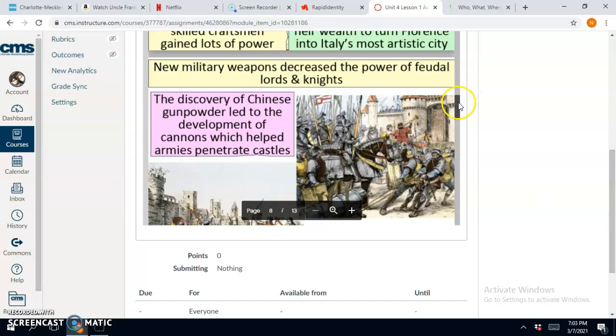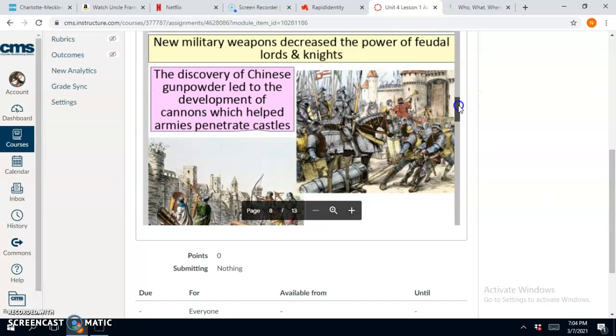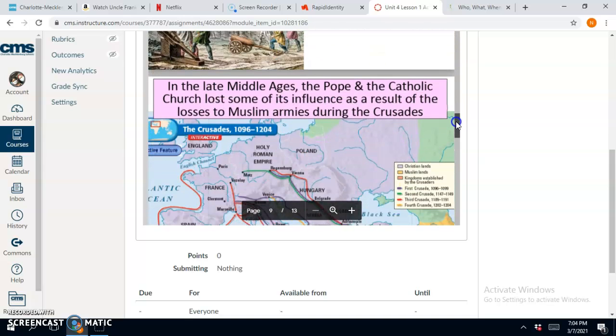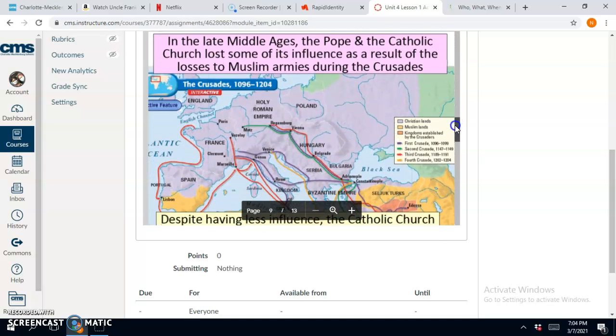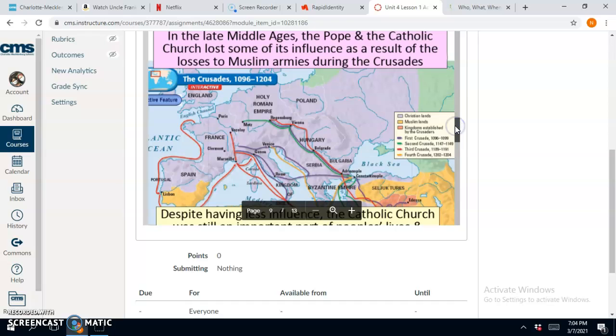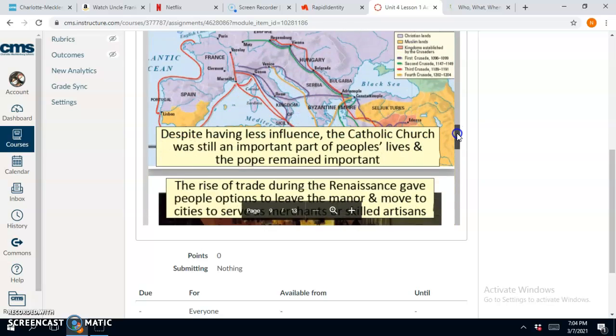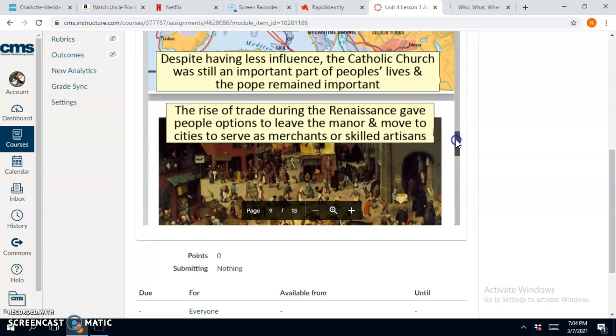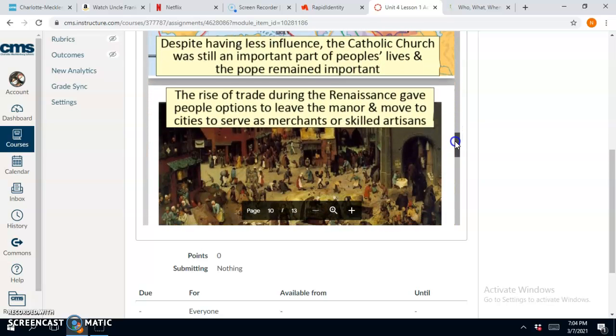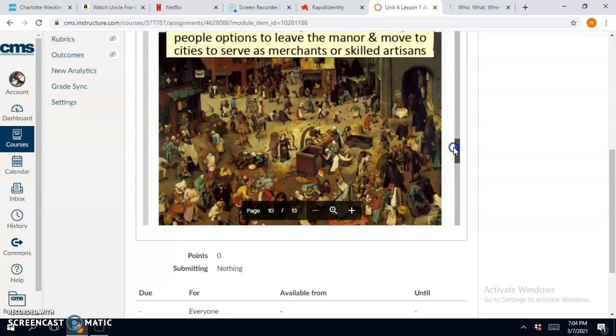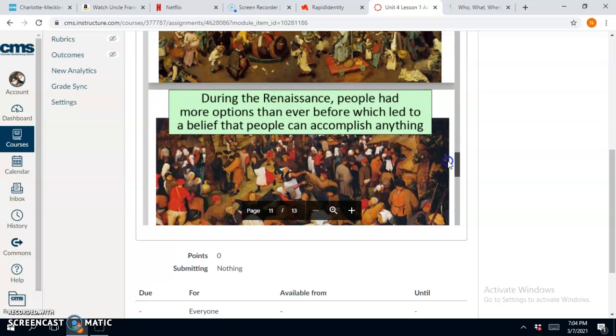So then they even go back and bring up the Chinese inventions of gunpowder, and then they give you a time frame of what happened in the Middle Ages. This is a rehash of unit 3. So the Pope and the Catholic Church lost their influence because they kept losing to the Muslim armies during the Crusades. But it was still an important part of people's lives. People still wanted to put their faith somewhere, and that's what these things are.